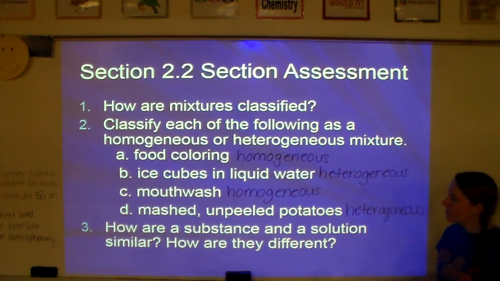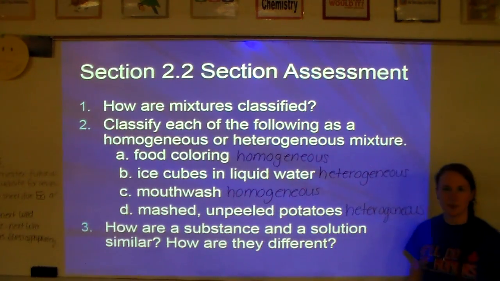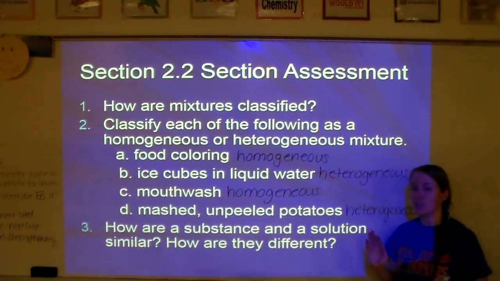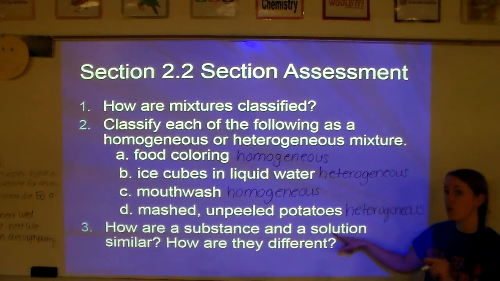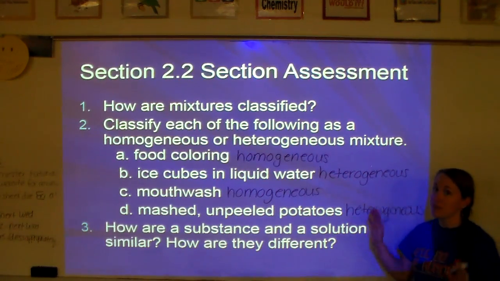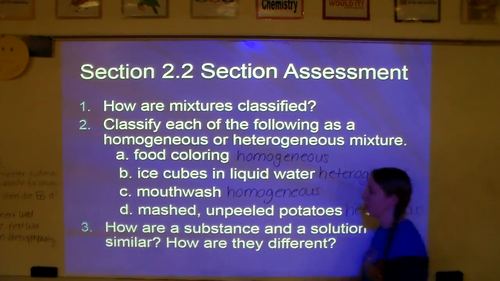All right, so number 3, how are a substance and a solution similar? If you remember from section 2.1, a substance is uniform throughout. A solution, remember, is another word for homogeneous mixture. And what did we say about those? They look the same throughout. It's not really, but it appears the same throughout. So that would be how they're similar, they both look the same throughout.